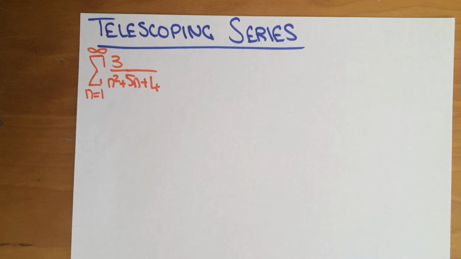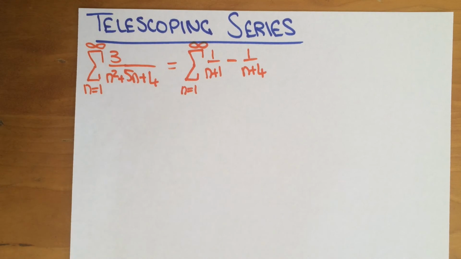First, I'll mentally try the divergence test. As n goes to infinity, 3 over n squared plus 5n plus 4 goes to 0. The test is therefore inconclusive. I recognize that the denominator can be factored into n plus 1 times n plus 4, and using partial fraction decomposition, I found that 3 over n squared plus 5n plus 4 is equal to 1 over n plus 1 minus 1 over n plus 4. It is important to notice that the difference between the n plus 1 and the n plus 4 is 3. That is the amount of terms that you'll have to add at the end of the problem.